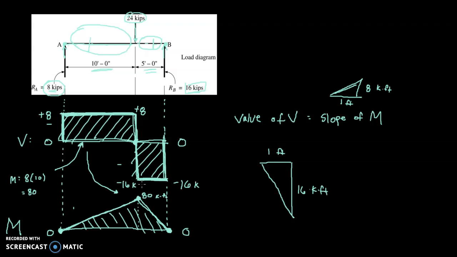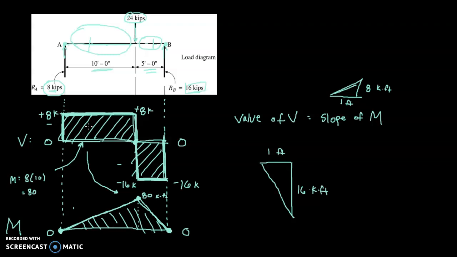I should label my units here. These are all in kips. So the units for shear are units of force: kips, pounds, newtons. The units of moment are force times distance, so kip feet, or pound inches, or newton meters.